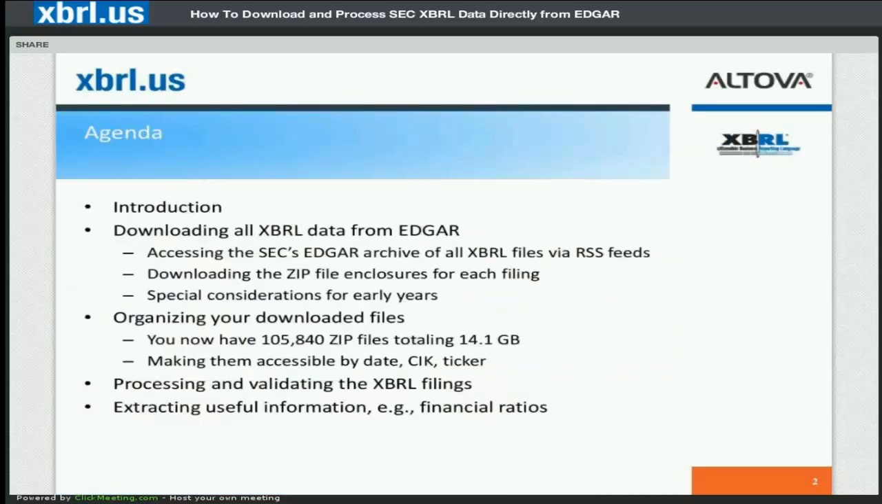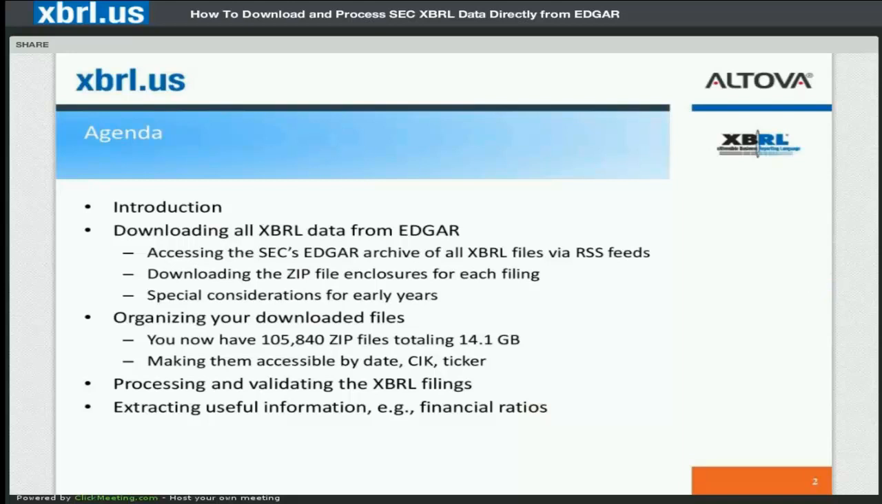As we get started here, I wanted to give you a quick outline of my presentation. We're going to essentially cover it in two or three parts. The first part is about how to download all of the XBRL data from EDGAR and get it onto your local machine. So we'll discuss how to access the SEC's EDGAR archive and look at all the XBRL filings there via the RSS feeds. We'll talk about downloading the zip file enclosures that contain all of those filings, and we'll discuss briefly some special considerations for the early years. If you're interested in the filings from the 2005 to 2007 era, there's some extra work you've got to do.